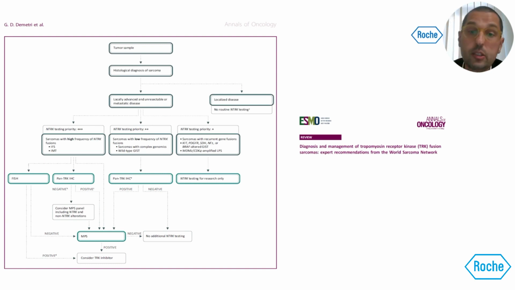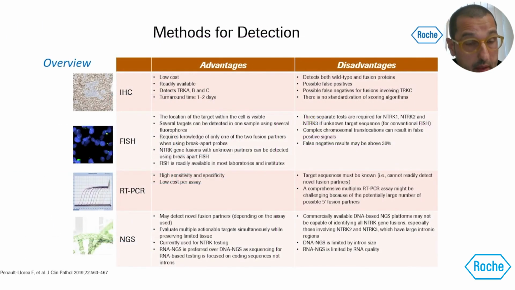NTRK gene fusions. As you can see on the slide, immunohistochemistry is one of the first tests used as a screening method, and if positive, it requires further confirmation by other methods, which we are going to discuss in the coming minutes. So these are the methods that are used. Mainly it's immunohistochemistry as a screening method.